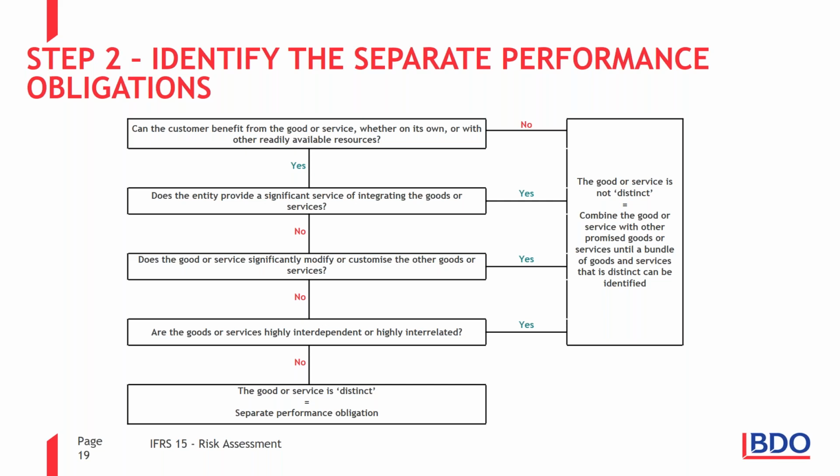As soon as you say yes, you have to bundle. If you say no, another question: are the goods or services highly interdependent or highly interrelated? Now, if you answer yes to those 3 questions, you don't have a distinct performance obligation. You should bundle it with other things, and quite often you end up with one big performance obligation. If you say no to those, you end up with that particular good or service being distinct and therefore a separate performance obligation. So that is old news.